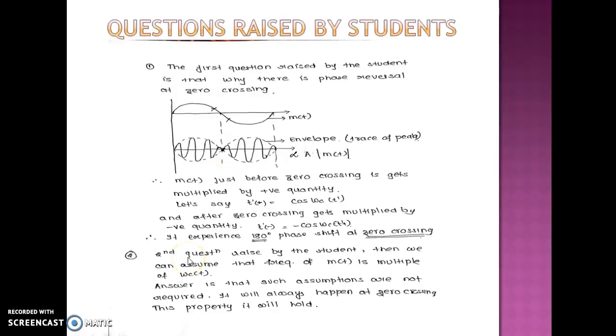The second question raised by the student is whether we have to assume that the frequency of the message is a multiple of the carrier omega c t. The answer is that such assumptions are not required. It will always happen at zero crossing. This property will hold.